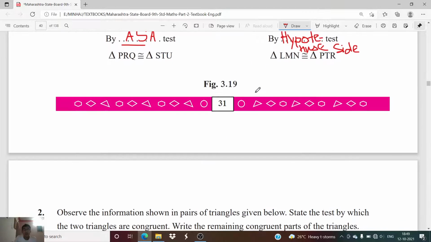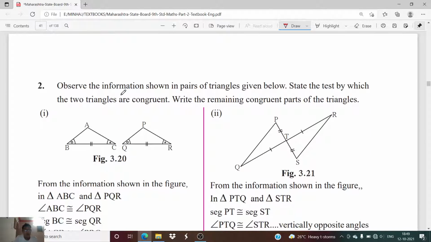Now let us see question number 2. Observe the information shown in pairs of triangles given below. State the test by which the two triangles are congruent. Write the remaining congruent parts of the triangles.